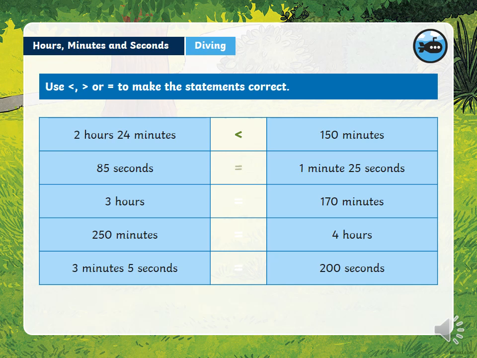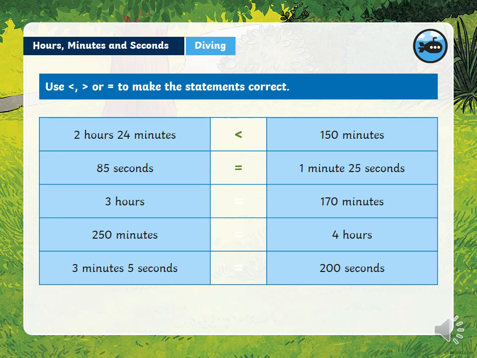Now 85 seconds is the same as 1 minute 25 seconds, because 1 minute is 60 seconds. So we do 60 plus the 25 seconds, which gives us 85 seconds. Now 3 hours is how many minutes? Work it out.